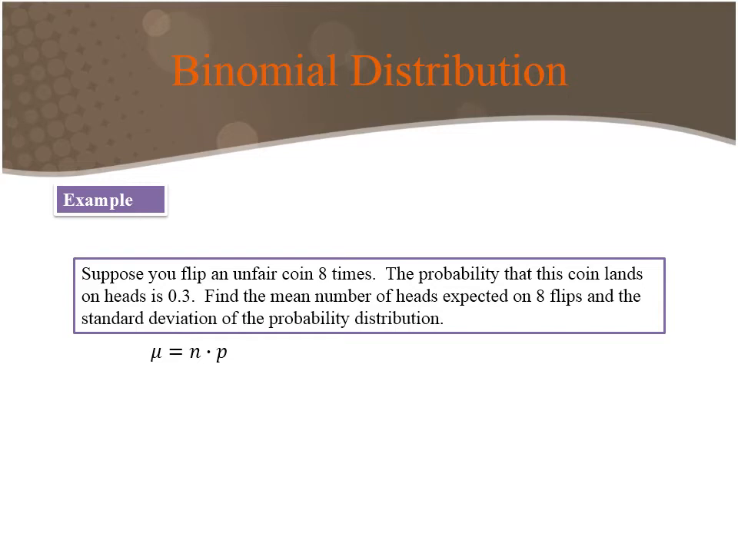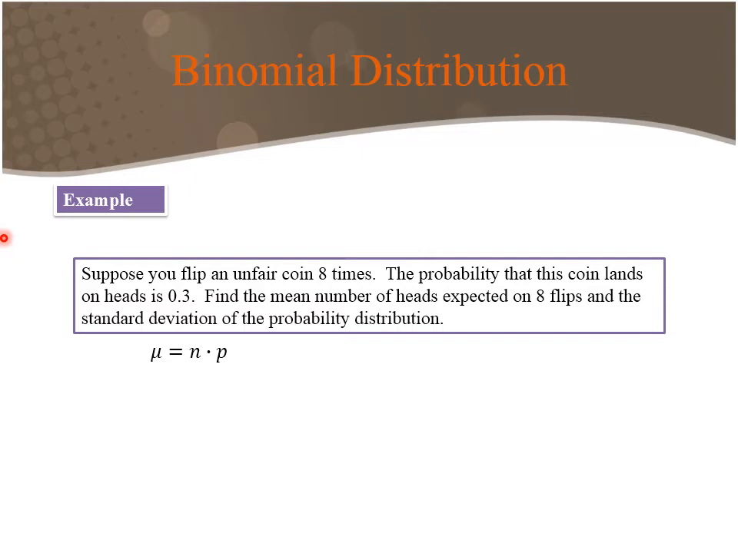Would each trial result in only one of 2 possible outcomes? And again, yes, we'll either get a head or a tail. And lastly, is the probability of getting a success, or a head in this case, the same in each trial? And it's going to remain 0.3 in each trial. So yes, this would result in a binomial distribution.